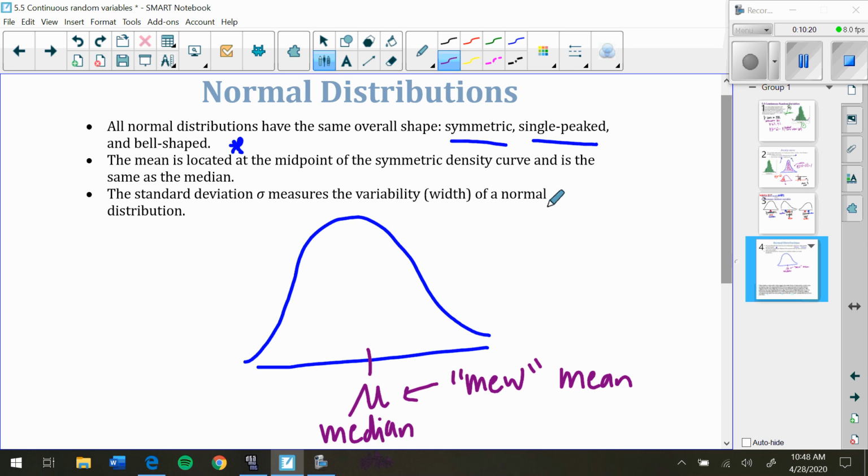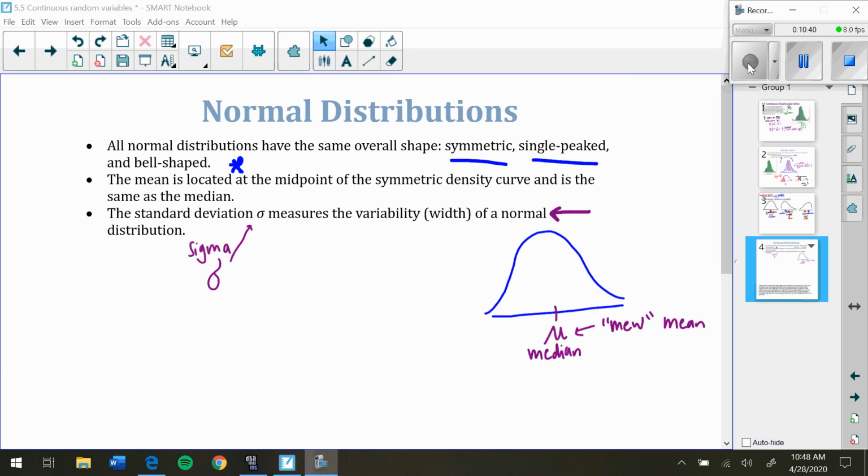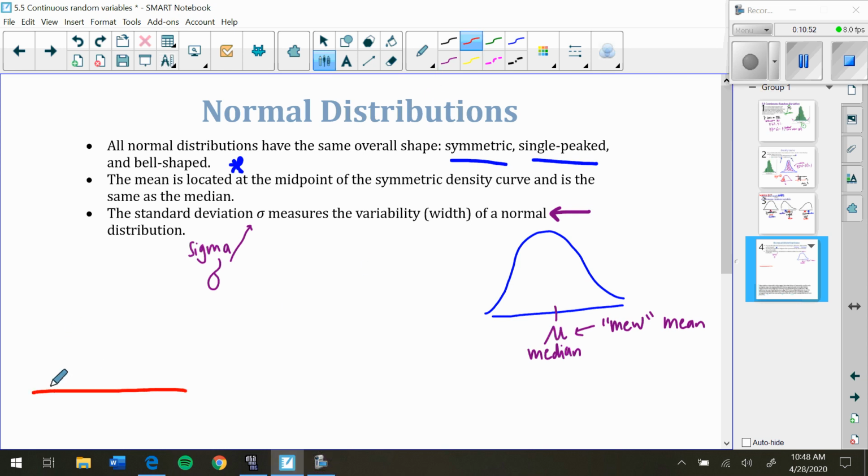And then the other piece of this is that a normal distribution has sigma. This is sigma right here, which stands for the standard deviation, and it measures the variability or the width of this distribution. I think a long time ago we talked a little bit about the difference in our standard deviations, or what it meant for a variable to have either a big standard deviation or a small standard deviation.